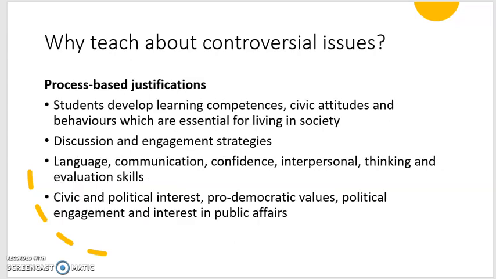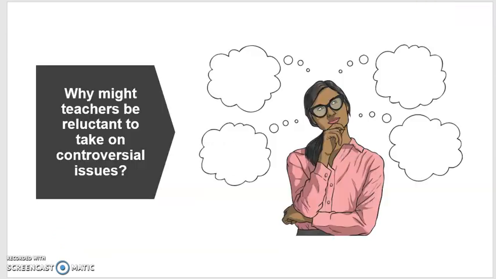The second set of justifications are what are known as process-based justifications. And this is around the idea that students need to develop the competencies, the civic attitudes and behaviours to deal with controversial issues and to live in society. Discussion, language, communication, thinking and evaluation, and also civic and political interest. The values that support democracy, they learn to engage in it, and they have an interest in public affairs. So why might teachers be reluctant to take on controversial issues?